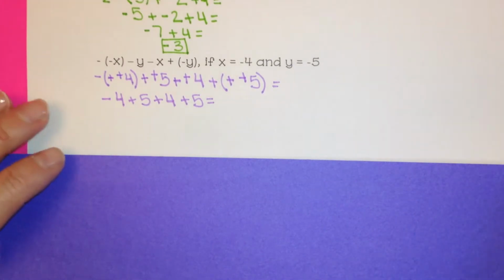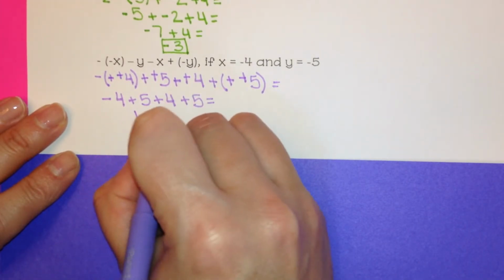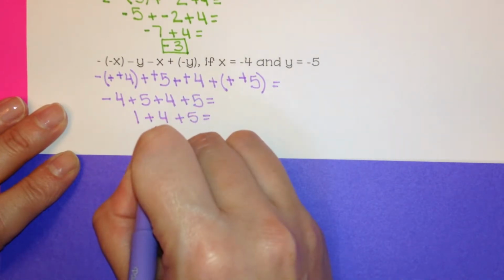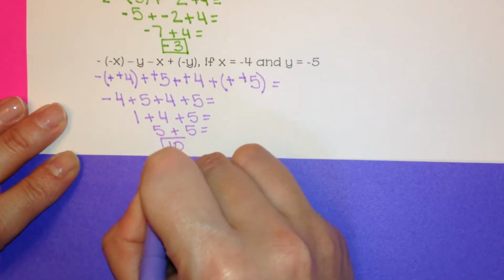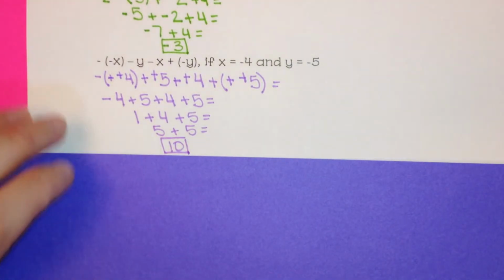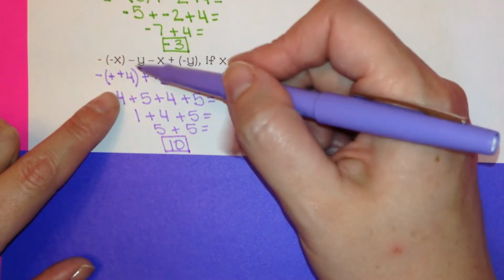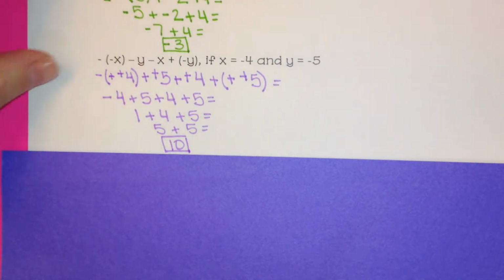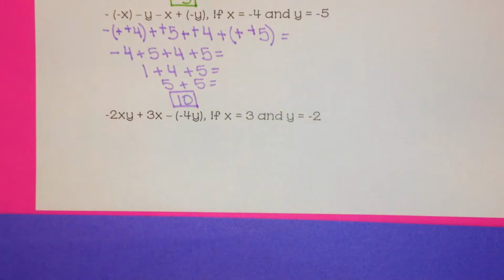All right, so now I'm just going to add and subtract. So negative 4 plus 5 is 1, plus 4 plus 5. 1 plus 4 is 5, and 5 plus 5 is 10. Okay. I just want to double check that I included everything, and I did. All right, one more.